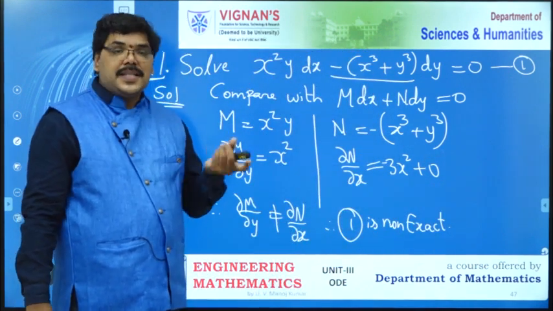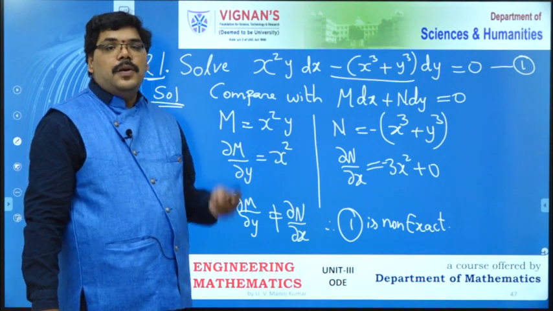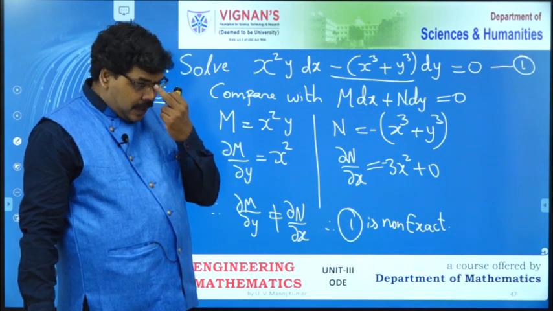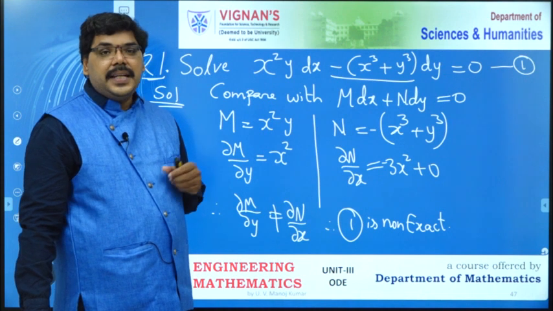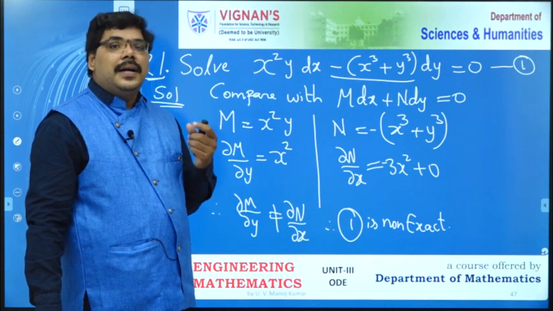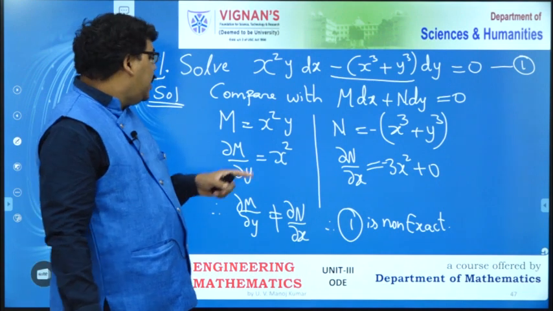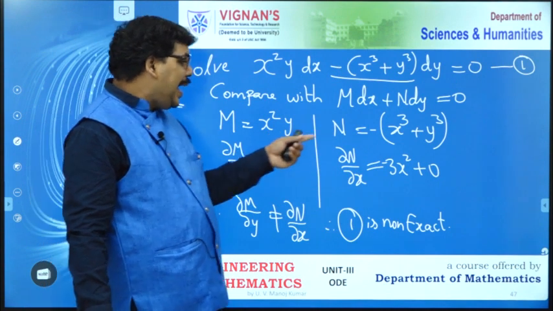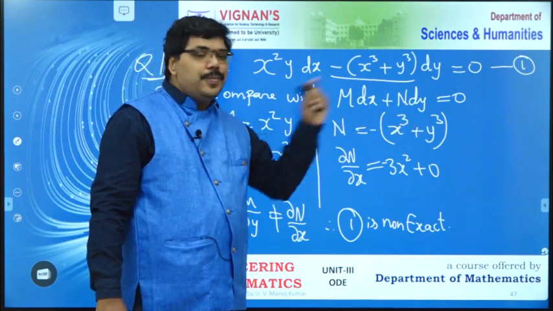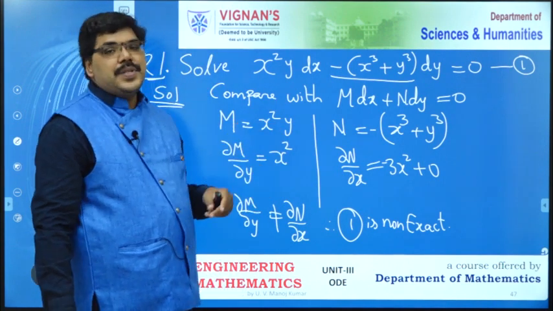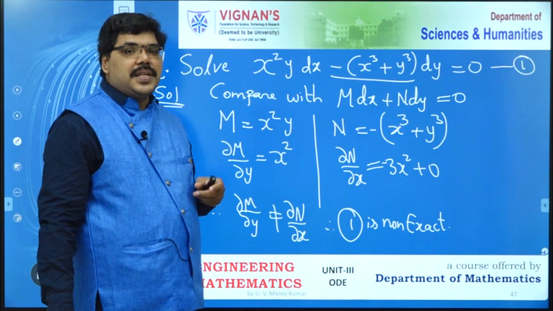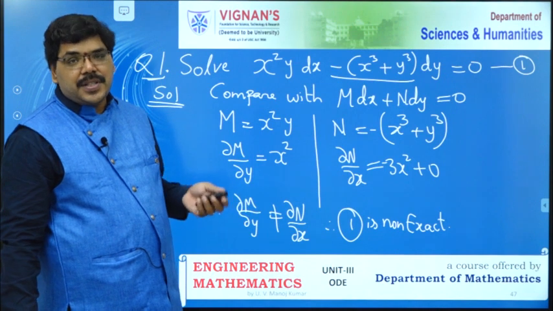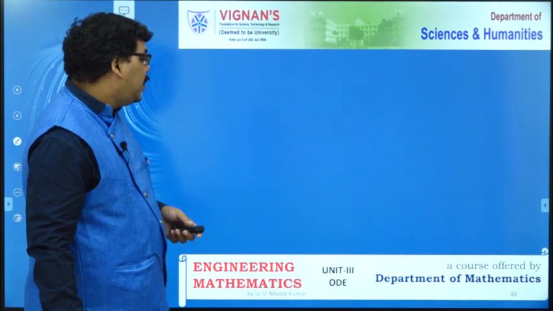When the given differential equation is non-exact, what is the next step? We want to reduce it into exact. How? By finding an integrating factor. In which case does it come? It comes under the first case. If you see, x square into y is a function of degree 3. In N, x cube is degree 3, y cube is degree 3. So M and N have the same degree. So this is homogeneous. M is a homogeneous function, N is a homogeneous function. Since M and N are homogeneous functions, this comes under case 1.